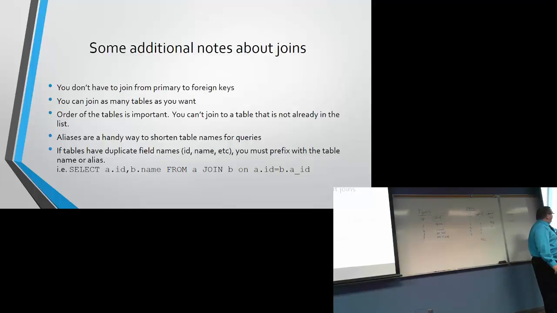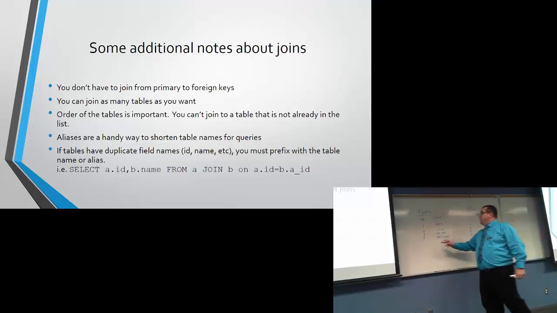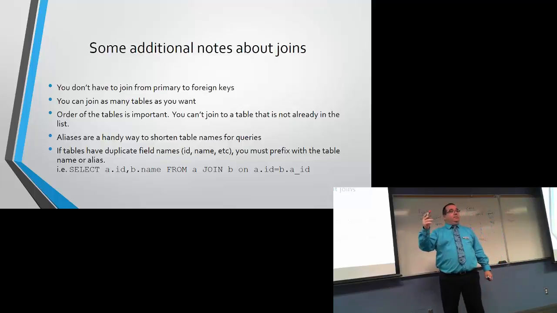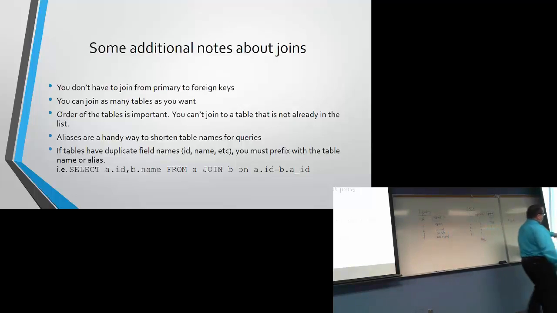Also, you have to alias your fields if you have duplicate field names. For example, if you had two tables, one called customer type with ID and name, and the customer table also has ID and name, you tend to use what they call a table prefix. In other words, select A.ID, B.name from A join B.